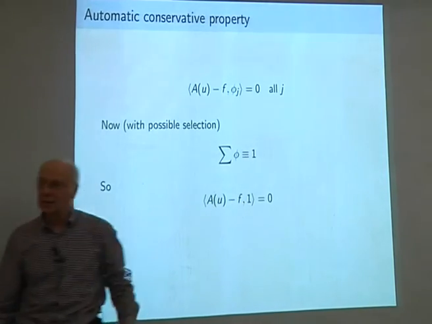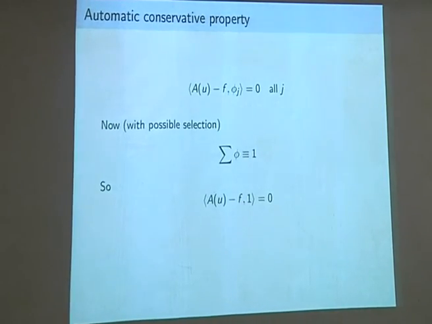you've effectively put 1 in there, and if you put 1 in there, you're saying that the integral of the governing equation is equal to the integral of the forcing. So that's the global conservation. It falls out automatically when you use finite elements. And that's the proof that it does.